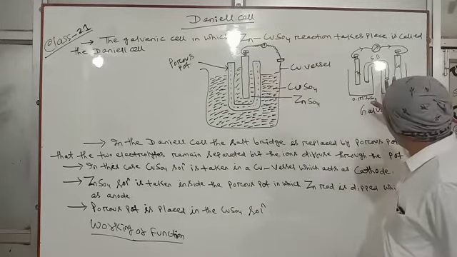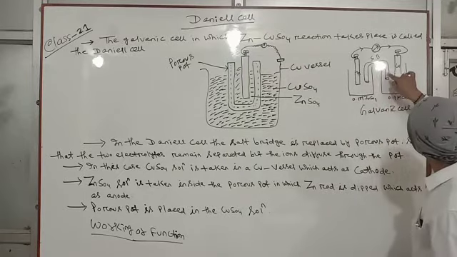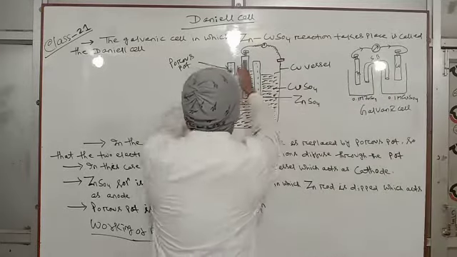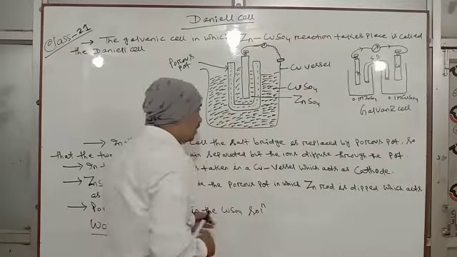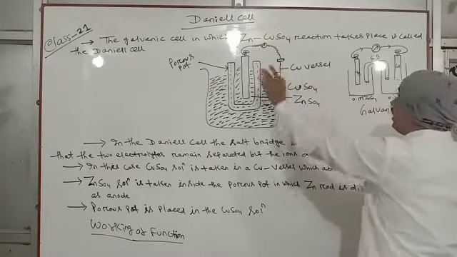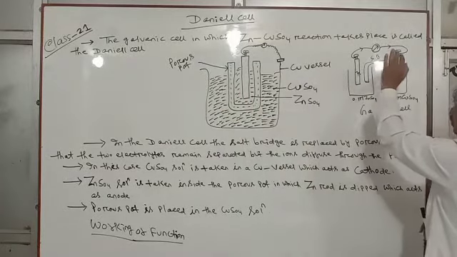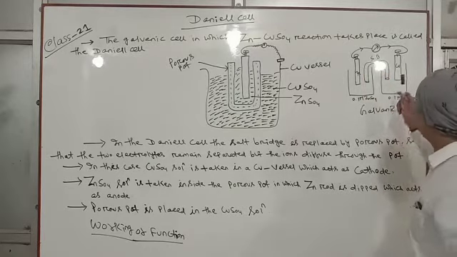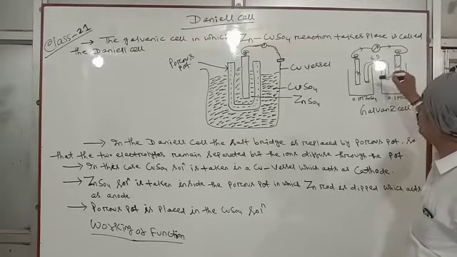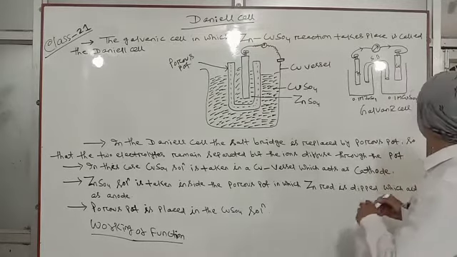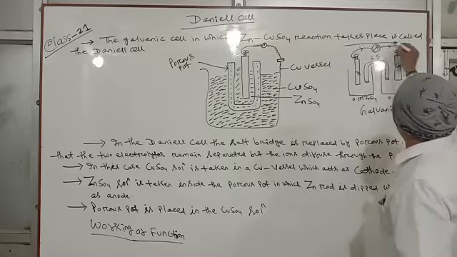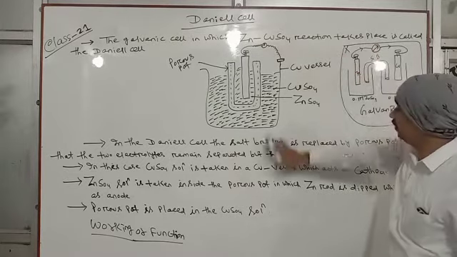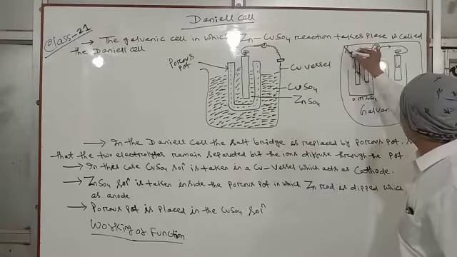But the thing is that the salt bridge is used in the galvanic cell, but here no salt bridge is used. Look, there is no salt bridge. Very important point: a salt bridge is not required in the Daniel cell. A salt bridge is always required in the case of the galvanic cell. Already we have discussed why the salt bridge is required in the galvanic cell. This diagram is not needed in the Daniel cell part. You cannot draw this diagram.